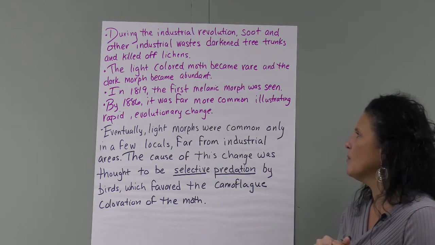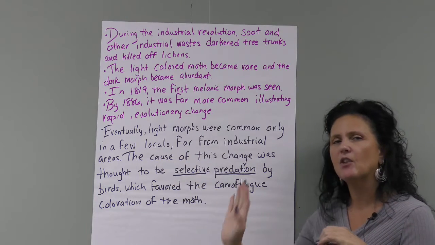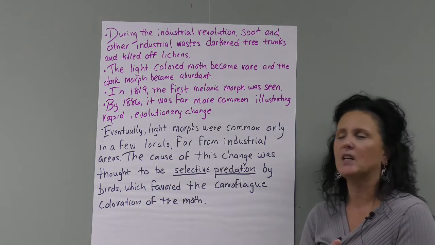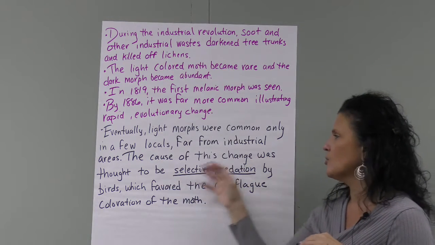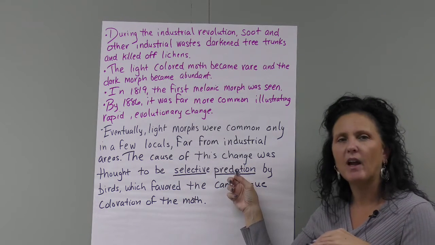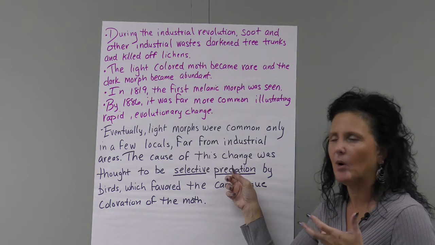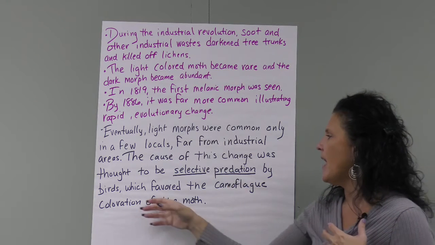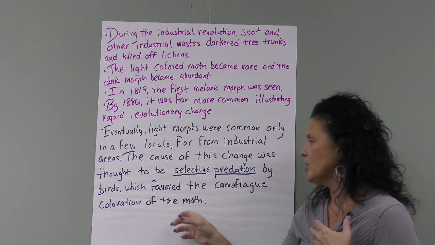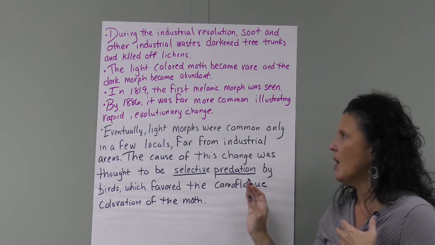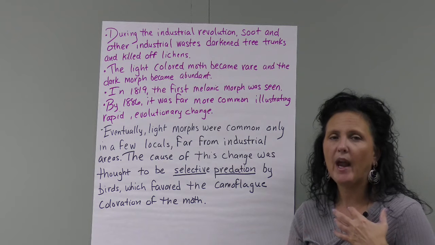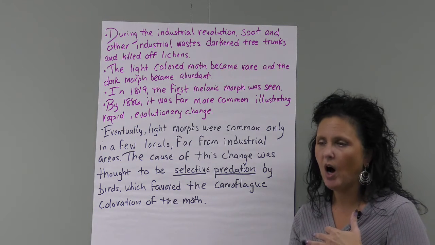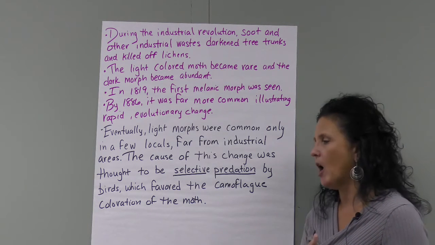So eventually the light morphs were common only in a few locales, and those were far distances away from the industrial cities, right? The cause of this change was thought to be selective predation, right? We're picking the ones that the birds could see, and that favored the camouflage coloration of the moth. So this is the environment driving natural selection, or the heritable characteristics to continue on, which was one of Darwin's postulates.